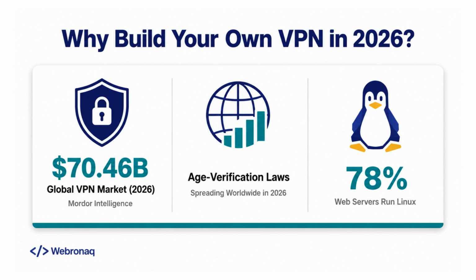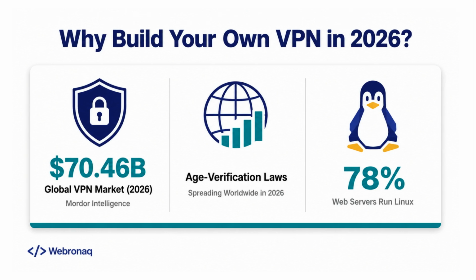And here's the thing. Linux runs nearly 78% of all web-facing servers, which makes it the natural home for a self-hosted VPN. In this video, you will build a real WireGuard server on Ubuntu 26.04 LTS, from a blank machine to a working encrypted tunnel, step by step. Let's start by understanding exactly why WireGuard has become the default choice in 2026.